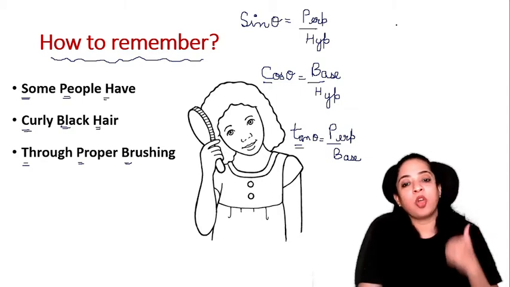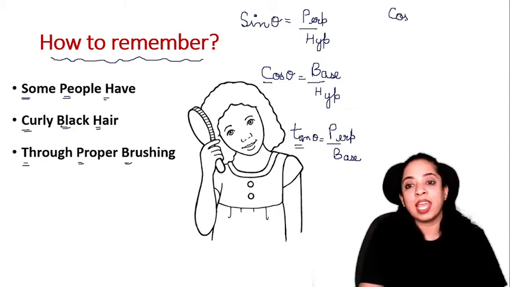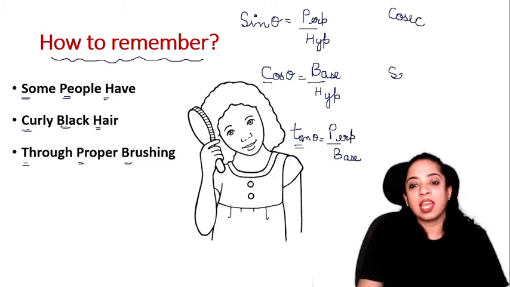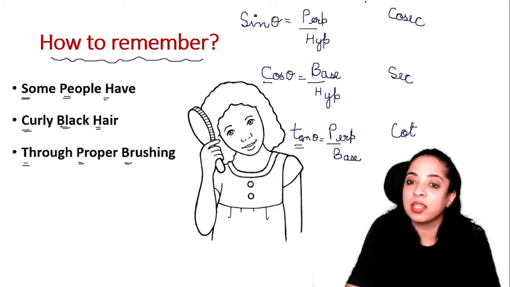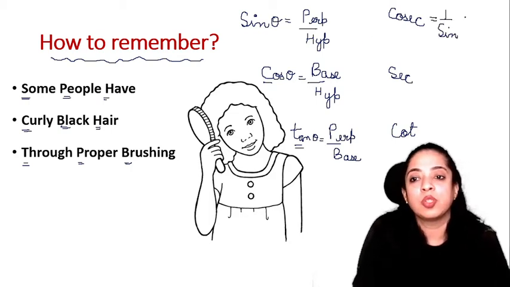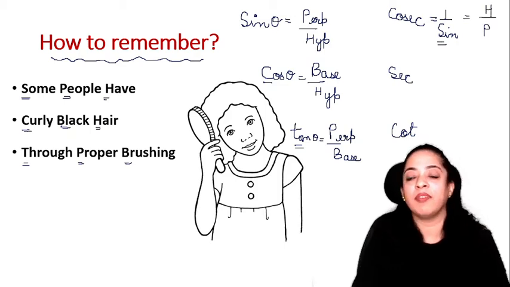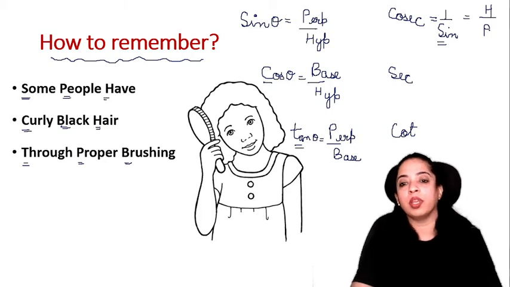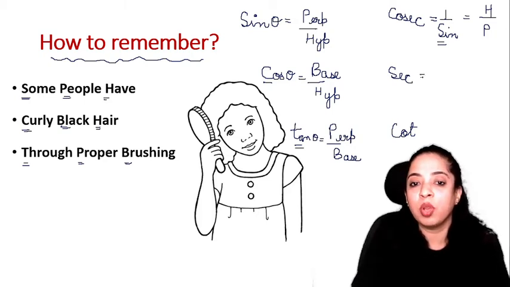Now we know sine, cos, tan. So cosec, sec and cot are nothing but reciprocals. So cosec is the reciprocal of sine. So it will be some people have, but written upside down. We have to write the reciprocal. Sec is the reciprocal of cos. So sec is 1 by cos.